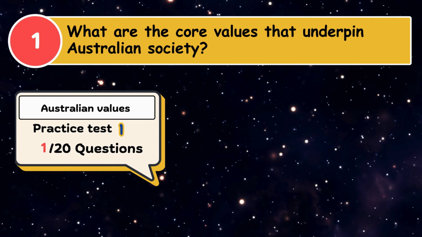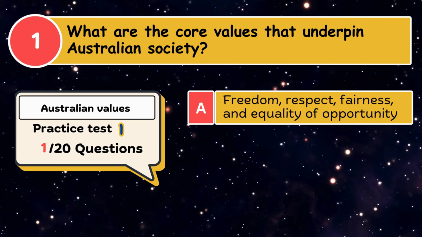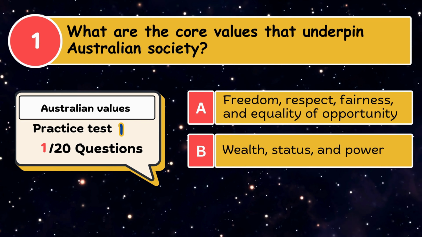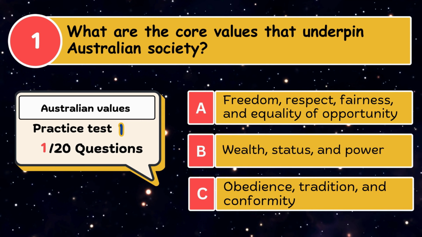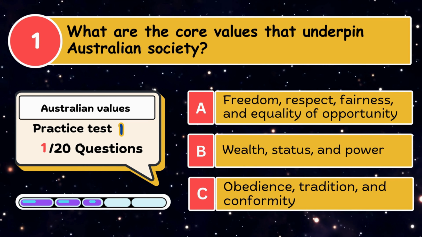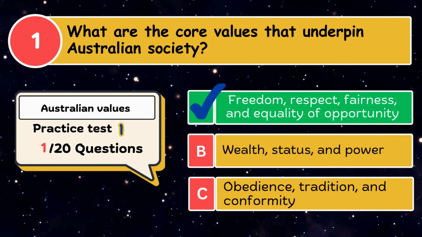What are the core values that underpin Australian society? A. Freedom, respect, fairness and equality of opportunity. B. Wealth, status and power. C. Obedience, tradition and conformity. The correct answer is freedom, respect, fairness and equality of opportunity.